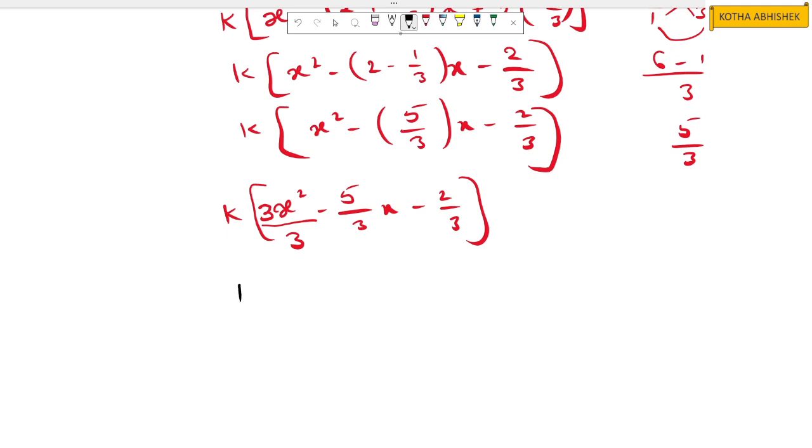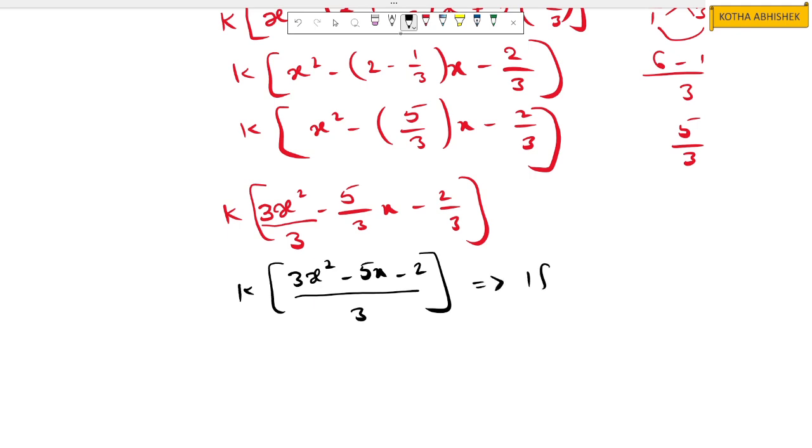Now the outside k stays as it is. All the denominators are the same, so we can write the numerators as they are, that is (3x square minus 5x minus 2) whole divided by 3. Now here we got one denominator 3, right? So to remove that 3 we will take the k value as 3.